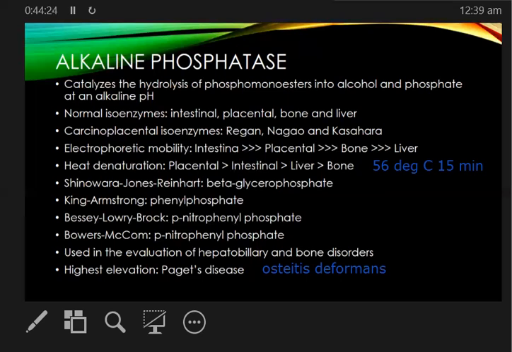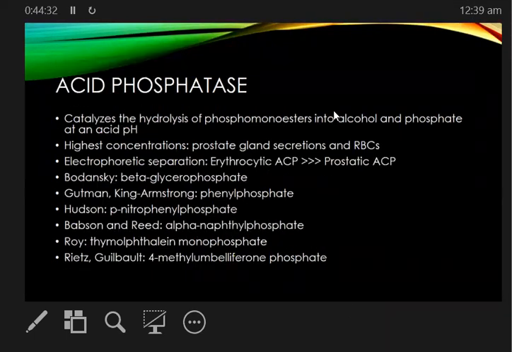Yes, so now let's move on to the other phosphatase enzyme, and that is your acid phosphatase. For your acid phosphatase, this one naman catalyzes the hydrolysis of your phosphomonoesters into alcohol and your phosphate at an acidic pH. So particularly, we have a pH of 5 to 6. Okay, a pH of 5 to 6.